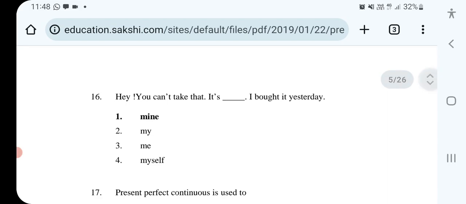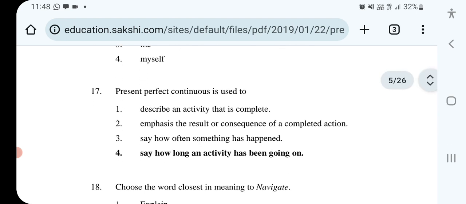Hey, you can't take that. It's mine. I bought it yesterday. Mine. Not my, not me, not myself. It's mine. Easy question. Present perfect continuous is used to say how long an activity has been going on, to describe an action which started in the past and is still going on in the present. It has been raining since morning. Example for present perfect continuous tense. So option 4 is the right answer.